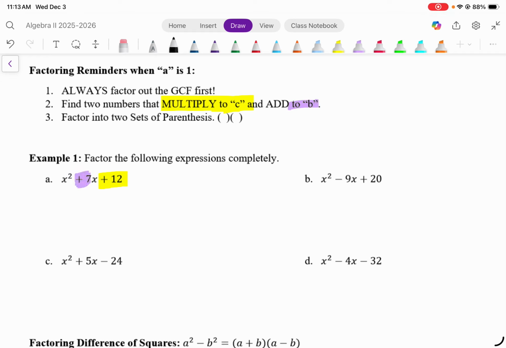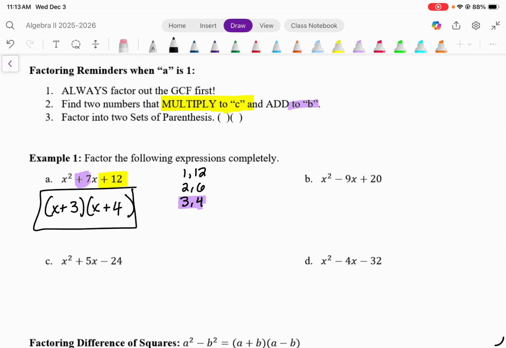So if we list out numbers that multiply to 12, we would have 1 and 12, 2 and 6, 3 and 4. So we're looking for two of these that add up to 7. And in this case, it would be 3 and 4. Those are the numbers that are going to go into the parentheses when we factor. And we're only factoring, we're not solving. So you are just going to leave your answers like this. And then you are done.